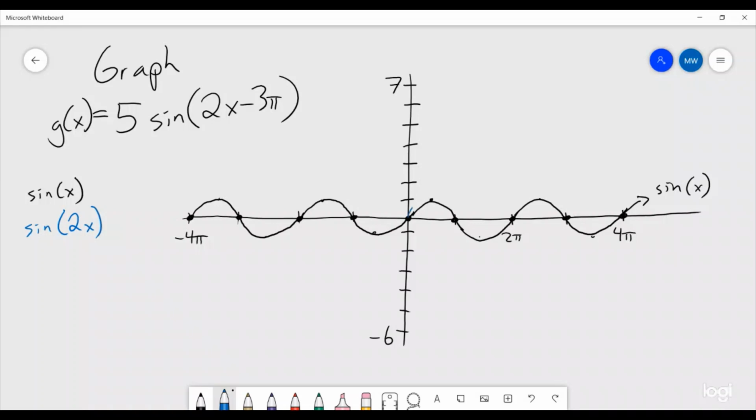So that function is going to be doing something like this. Okay, so there's the graph of sine of 2x. And then the next thing is we're going to do sine of 2x minus 3 pi.